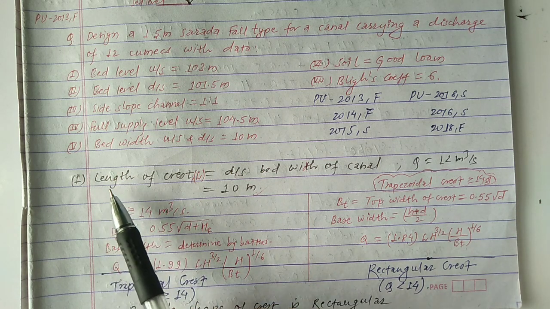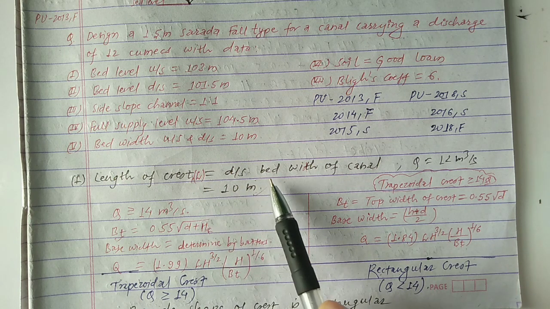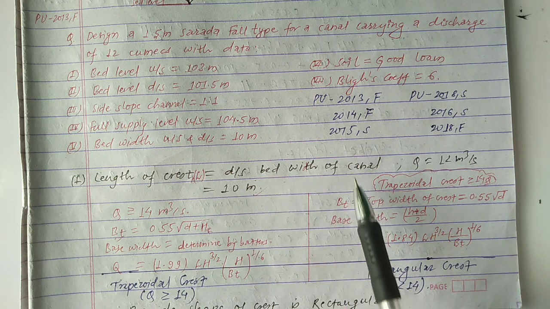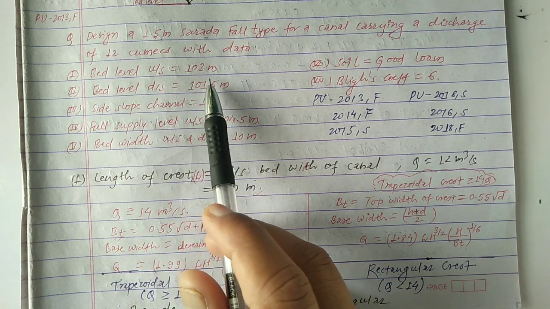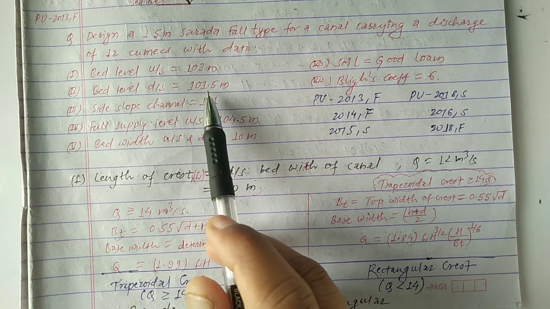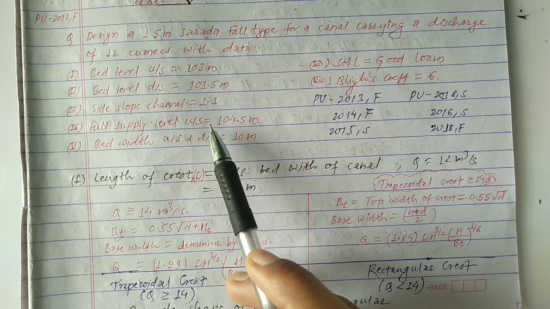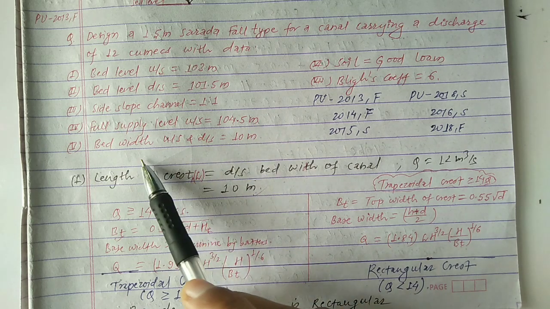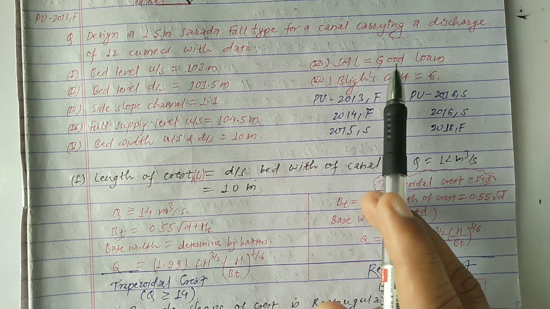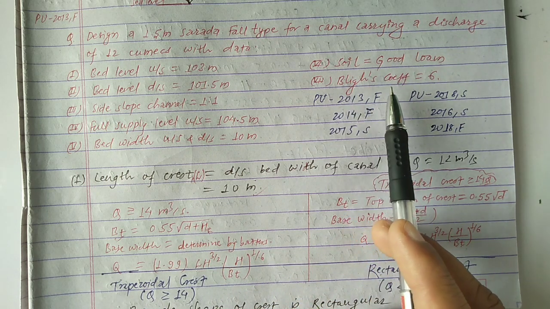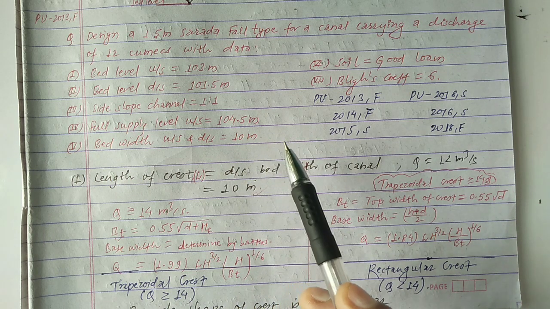And as I discussed in the first video, the length of crest L is taken equal to the downstream bed width of the canal, and this value is given. Bed level of upstream equal to 103 meter, downstream 101.5, side slope 1:1, full supply level of upstream 104.5, bed width of upstream and downstream 10 meter, and the Bligh coefficient equal to 6. So these are all the parameters given here.